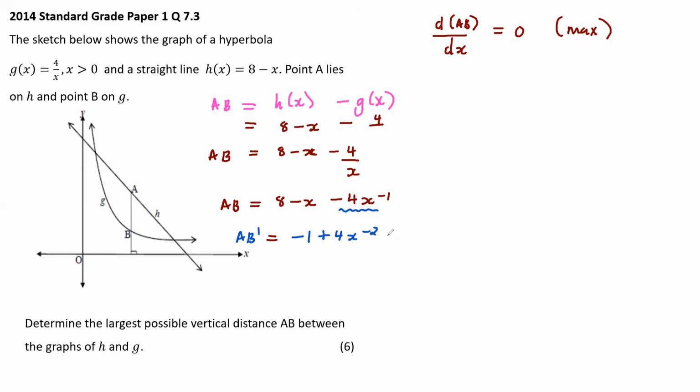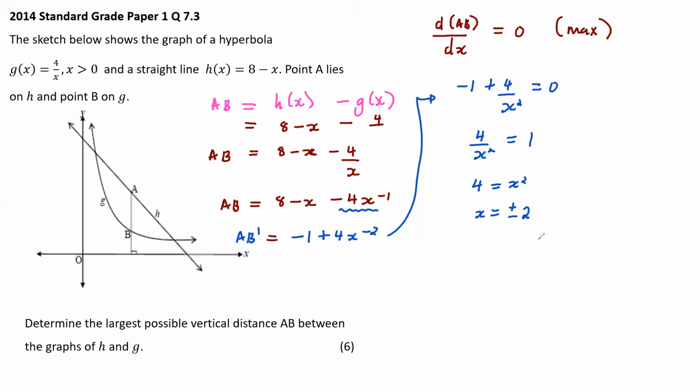Derivative of AB. But then we say we want to find out the largest possible distance between the graphs of H and G. So I need to derive this and equate to 0. So -1 plus 4 over x squared. See how I've changed it? 4x to the power -2 is now 4 over x squared. Then the rest is mathematics. So I can take the -1 to the other side. 4 over x squared is equal to 1. I need to solve for x, cross multiply. That means x is either plus or minus 2.